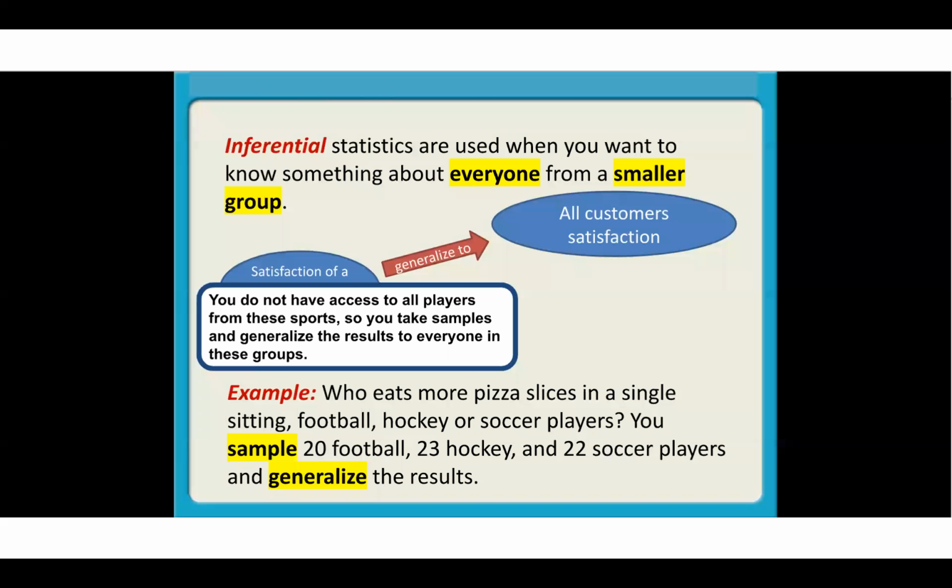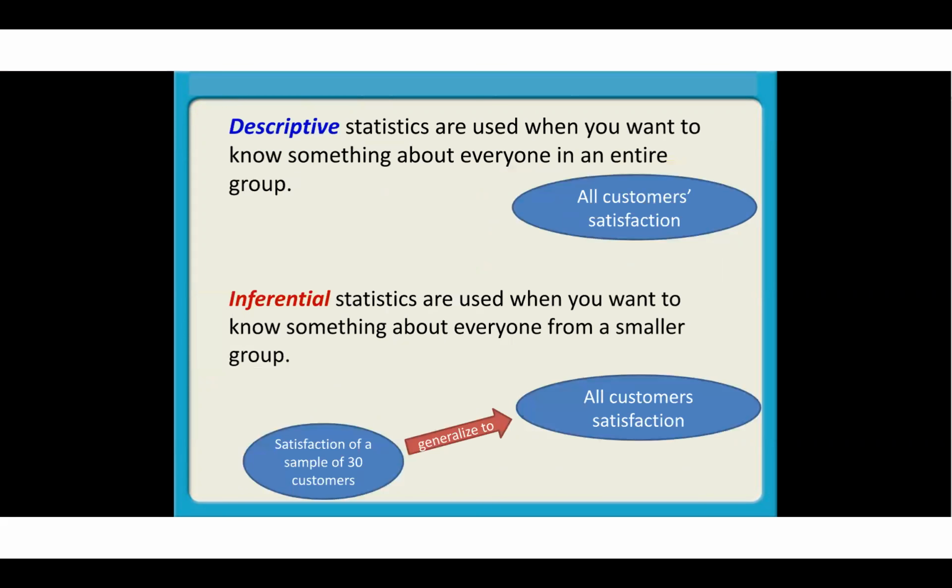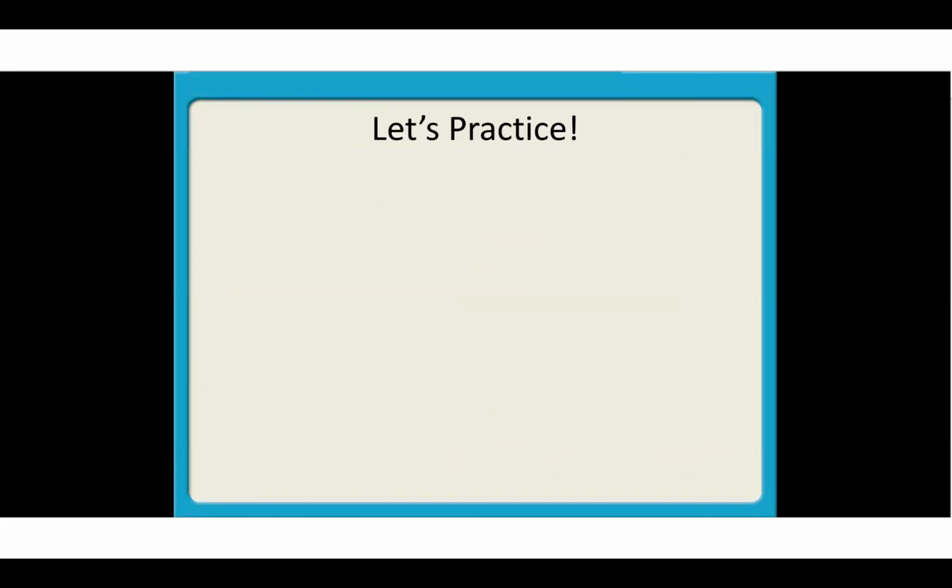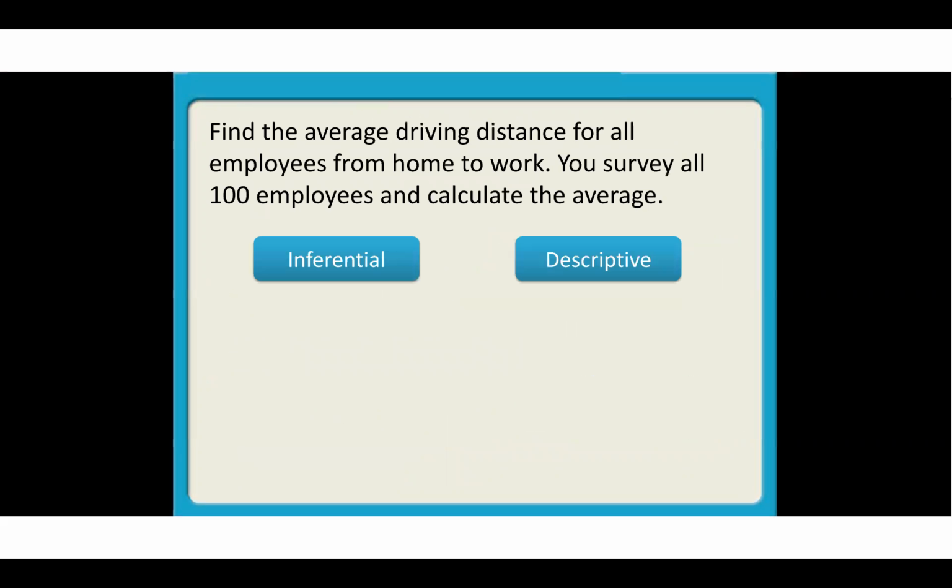Once again, the student's attention is directed to the clue in the problem that connects the example to the definition along with an explanation. In this case, it is an inferential problem, generalizing from a small sample of athletes to all athletes in these three groups. Here is a summary slide for them to review. Optionally, the students can practice their newly acquired knowledge.